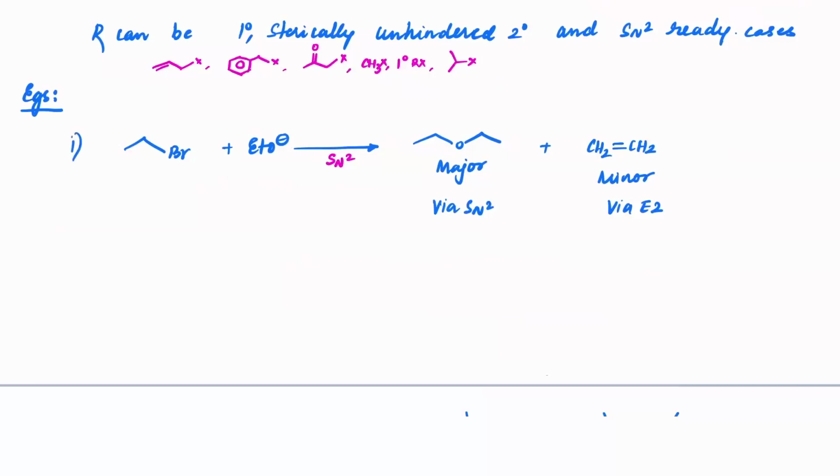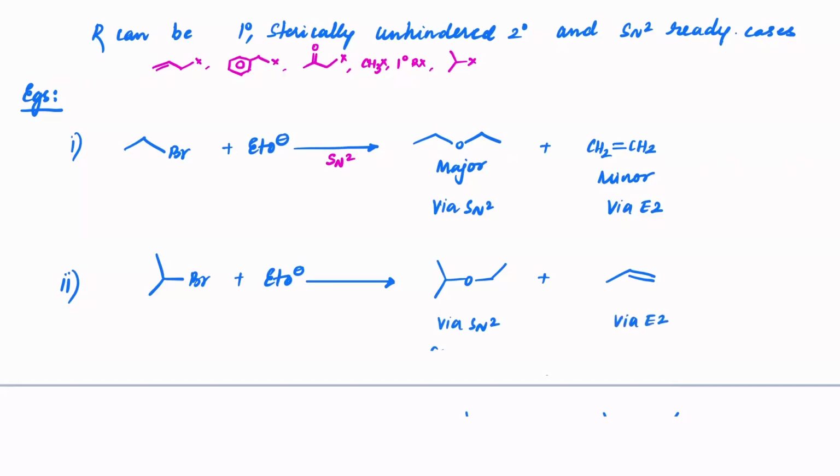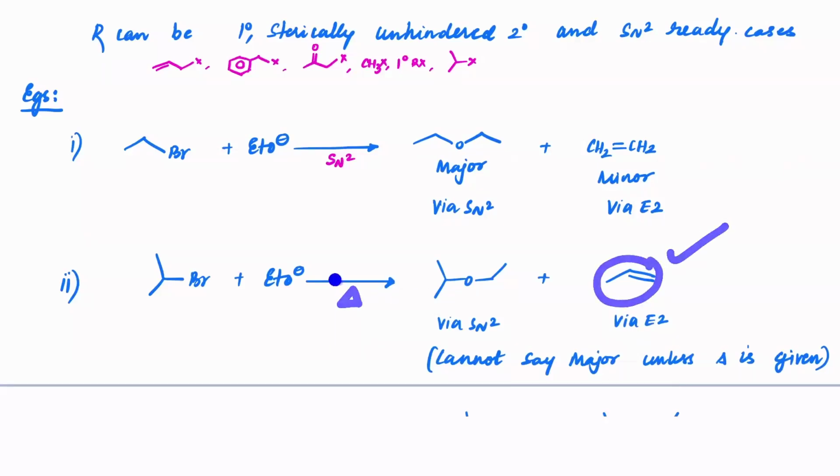See the next example. This is the first example. See the second example. If you have a 2 degree bromide and ethoxide, on reaction I can get this as the SN2 product, and this could be the E2 product. Now this is going via SN2, this is going via E2. Here it's very difficult to say which one is major, unless heat is provided. The minute heat is provided, this will be major. If heat is not given, this could be major. So unless heat is provided, we cannot clearly say which one is major here.